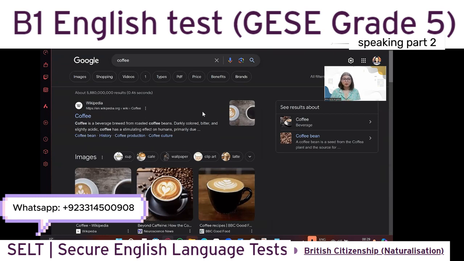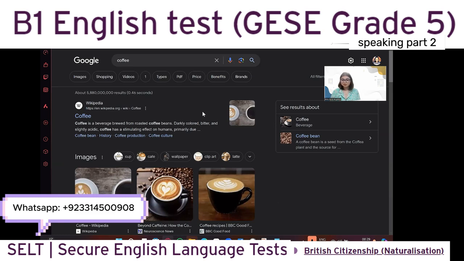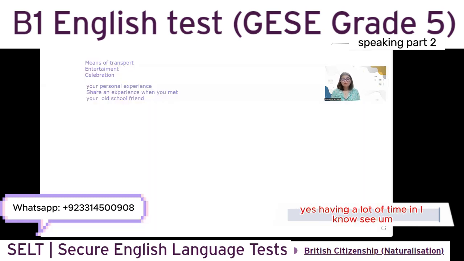Okay. So, how did you feel when you met your friend after a long time? How did you feel? Oh, I feeling so happy because it's for the good friends, yes, having a lot of time, and no have news for my friends, and now I am so happy. Did you take photos with your friend when you met her after a long time? Speak again. Yes, take a lot of pictures.